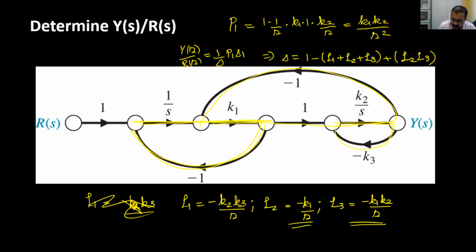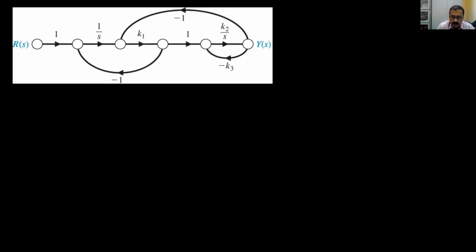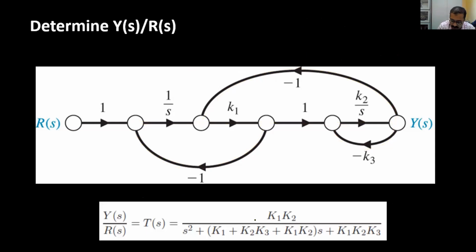So that is delta. What is delta 1? Delta 1 is 1. Okay, because delta 1 means 1 minus sum of all loop gains not touching the first forward path, and all the loops are touching the first path, either here or there. So delta 1 is 1. Just substitute and solve. What do you get? You should get this expression: k1 k2 divided by s square plus k1 plus k2 k3 plus k1 k2 whole into s plus k1 k2 k3.